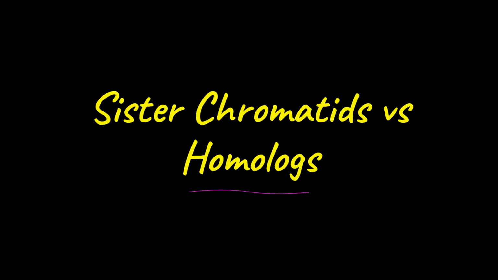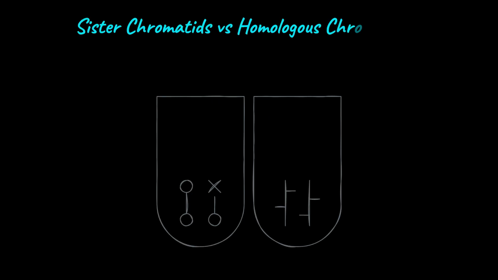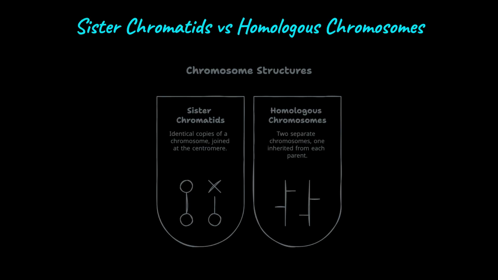2 of the most confused terms in genetics are sister chromatids and homologous chromosomes. They sound similar, but they describe completely different relationships between chromosomes. Sister chromatids are 2 identical copies of one chromosome, produced during DNA replication and held together at the centromere. They look like an X under a microscope. Homologous chromosomes, by contrast, are a matched pair inherited from 2 different parents, one from mum and one from dad.